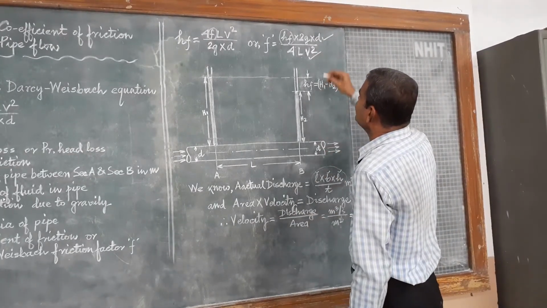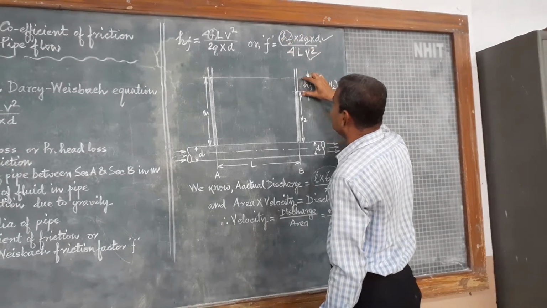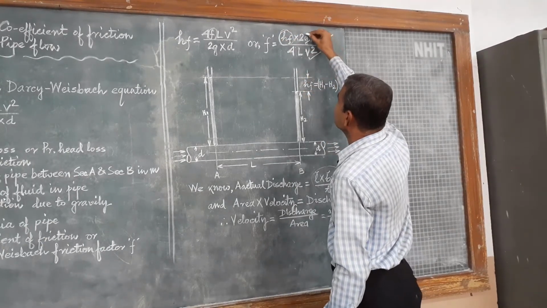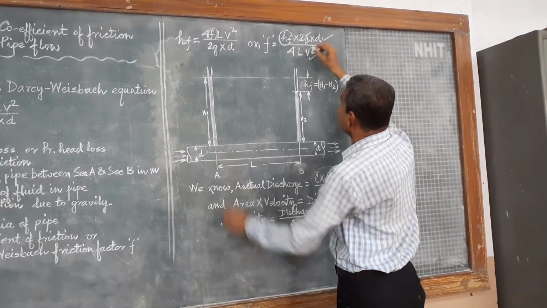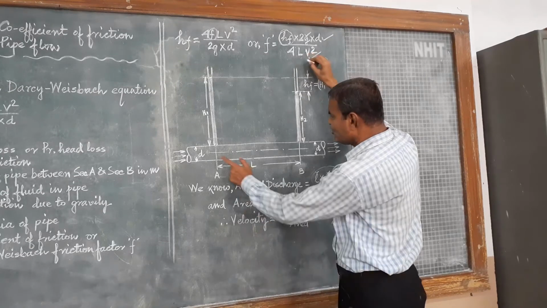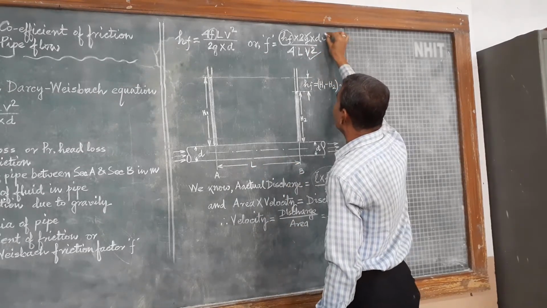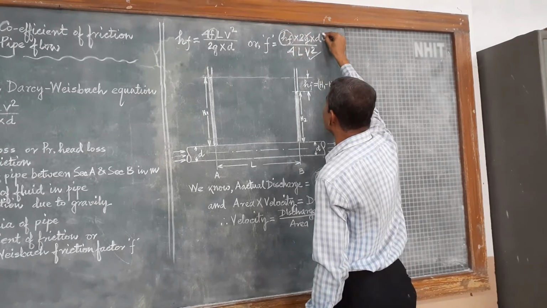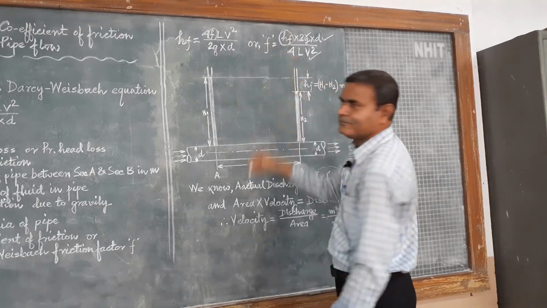So we get hf from the difference of the head loss, g is the universal constant, d is the diameter of the pipe, L is the length of the pipe between two sections, and V is the velocity of the fluid. If we have all these values, we can easily find the value of f. Okay?